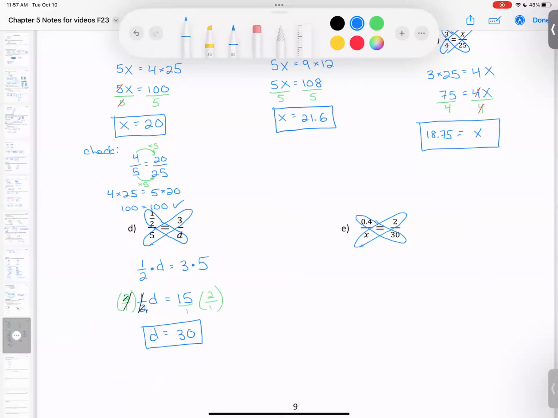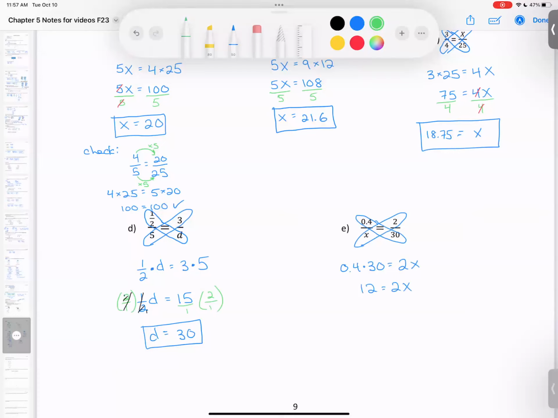And we can do the cross product again on this. So we're going to have 0.4 times 30 equals 2 times x, or 2x. Okay, well, we can do that multiplication. 0.4, or I should be saying 4/10, times 30. And that gives me 12. So 12 equals 2 times x.